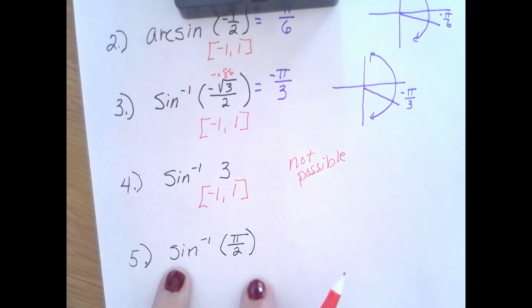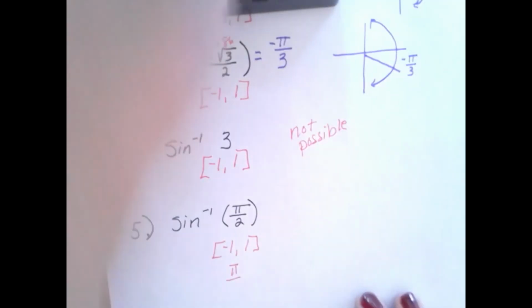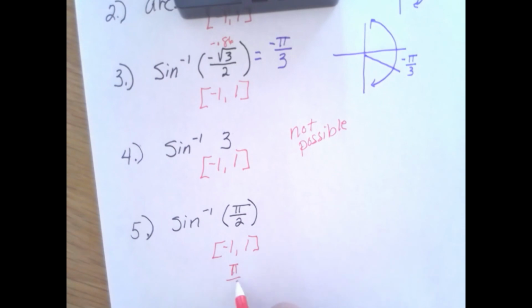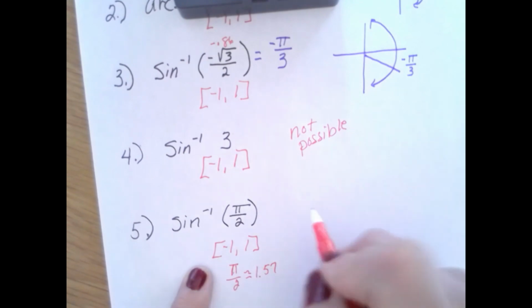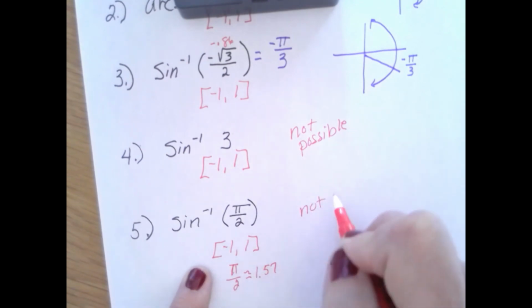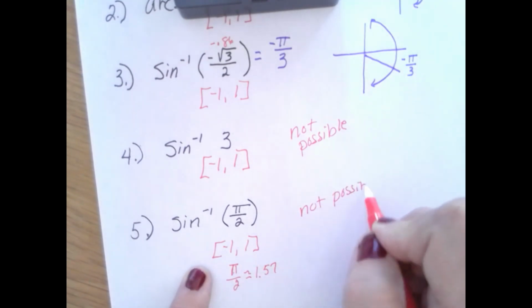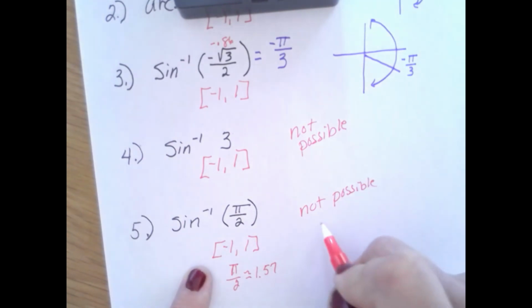Let's look at the next one. Inverse sine of pi over 2. Well, if we check our domain first, we know that pi over 2 is approximately 1.57. Does that fit within our restricted domain? No, it's not possible. There's no solution.